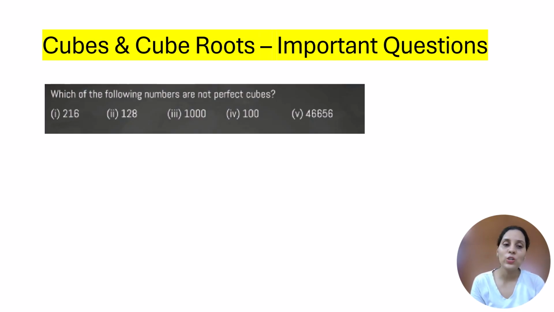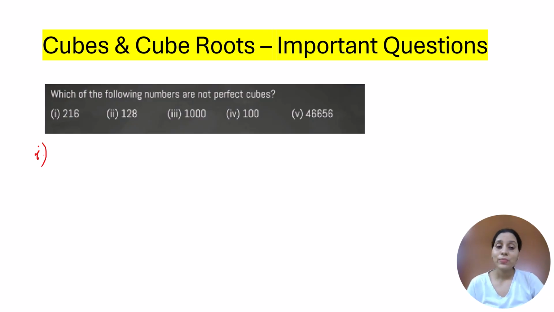Now first one, 216. And one more important thing I want to share is you should know 1 to 20 cubes by heart. It should be there in your mind, 1 to 20 cubes. And when I talk about the squares, you should know 1 to 30. I'm very sure with these 1 to 20 and 1 to 30, your calculations will become very quick.